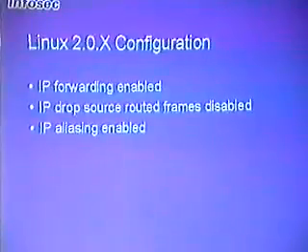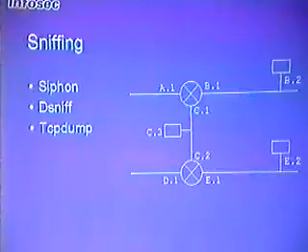default of IP drop source routed frames is enabled. It drops all source routed frames on the Linux box. You have to disable that option, so your computer is vulnerable to source routed frames. And IP aliasing, it's like you have lots of IP addresses on your network card, ETH0:0, for example. That's it.